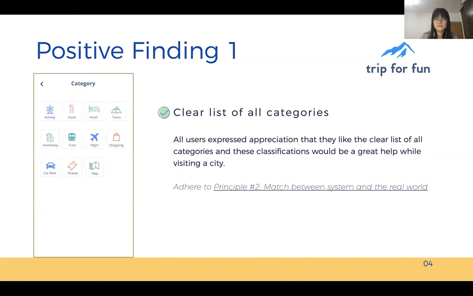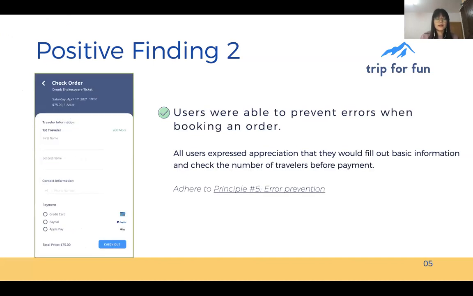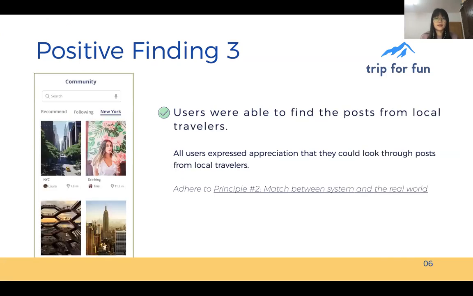So here are some positive findings. First, clear list of all categories. All users expressed the impression that they like the clear list of all categories, and these classifications would be a great help while visiting a city. And second, users were able to prevent errors when booking an order. All users expressed the impression that they would fill out basic information and check the number of travelers before payment. Third, users were able to find posts from local travelers. All users expressed the impression about that.